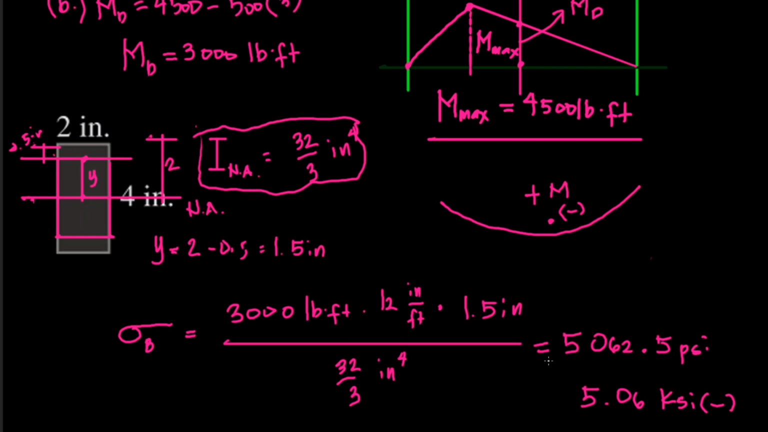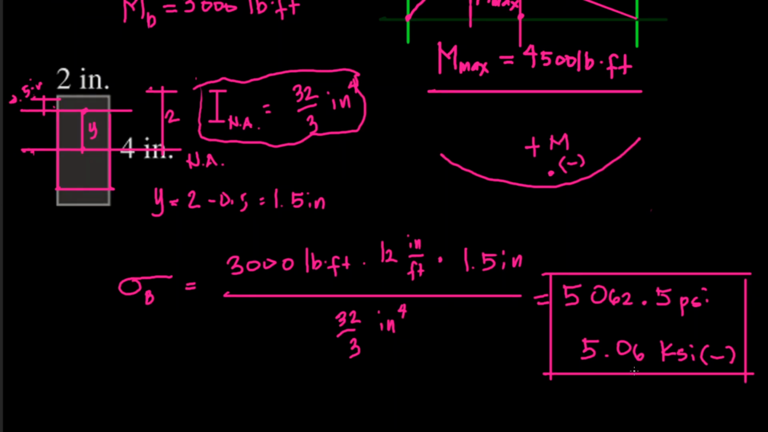So, ito na yung sagot natin. Okay? Ito na yung sagot natin. So, either sa dalawa. Pwede yung 5,000 as long as tama yung units na ilalagay mo. And then, yan. So, meron tayong compression na 5.06 KSI at this section, at this point of the beam.